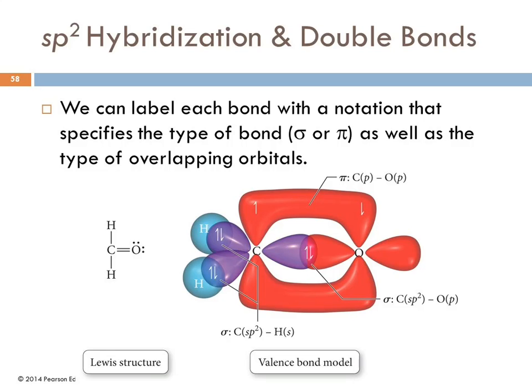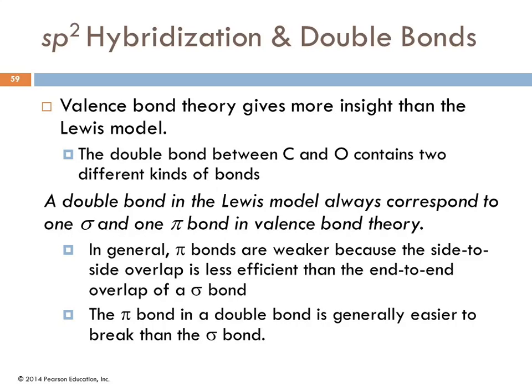So we can label them. And this helps us, the valence bond theory helps us to understand in more depth than the Lewis model. Lewis model, we were sharing valence electrons and we put two electrons and another two electrons to make a double bond so that everybody could get an octet. But looking at valence bond theory, we see that there are actually two different kinds of bonds in that double bond. There's one sigma bond and one pi bond. Any double bond is one sigma and one pi bond. That's the only way you can get things to overlap and form two bonds between the same two atoms.